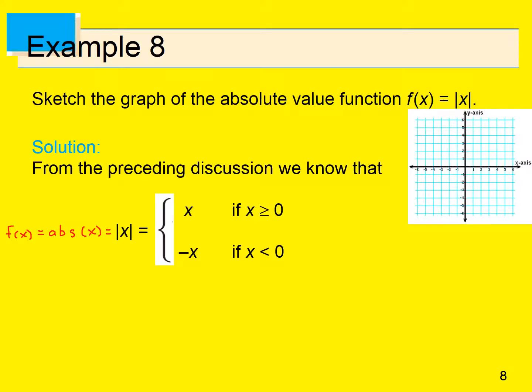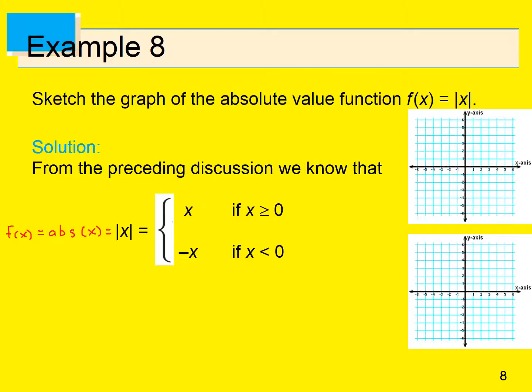Again, it's good to imagine the two pieces without the conditions, without the ifs. So f of x equals x, well, that is the old linear parent function y equals x, also known as the identity function. Y equals negative x. The bottom rule, without the condition, without the if, has a graph that looks like this.